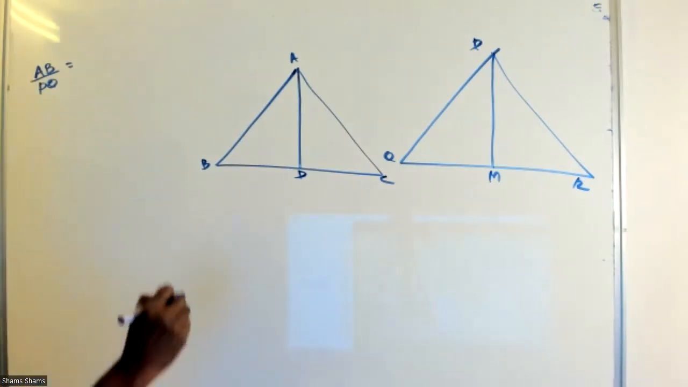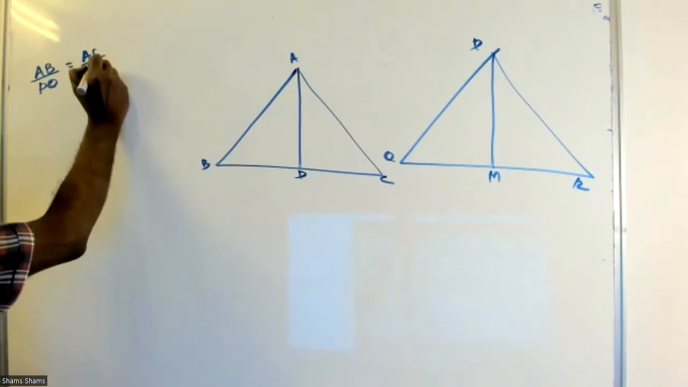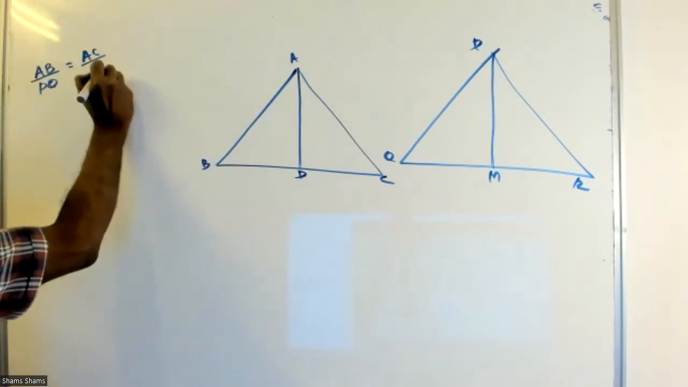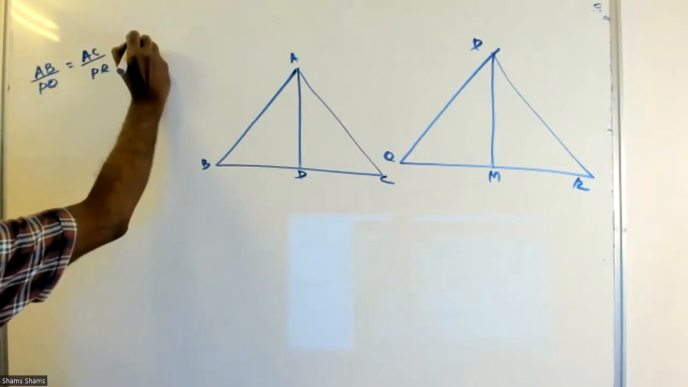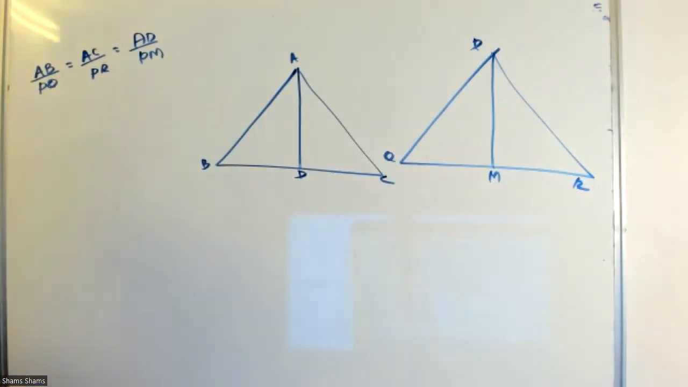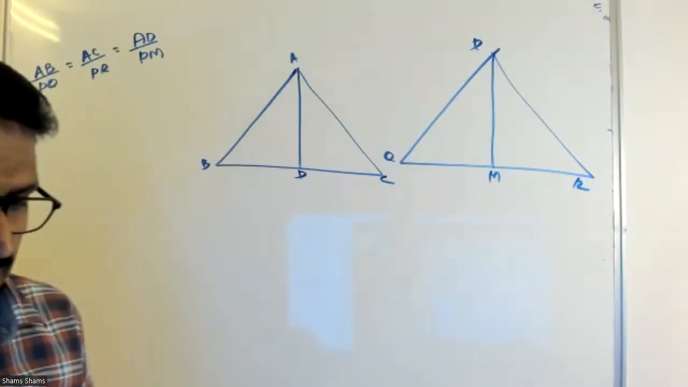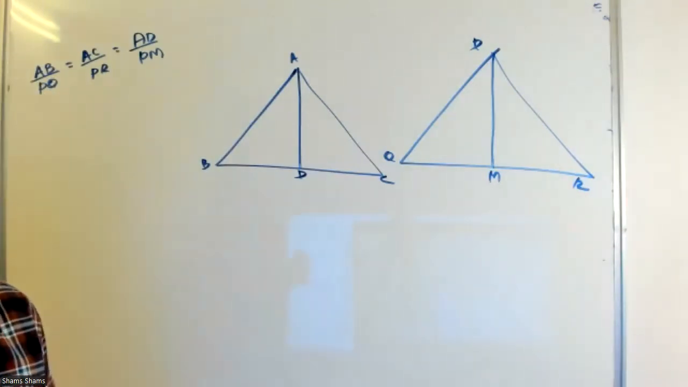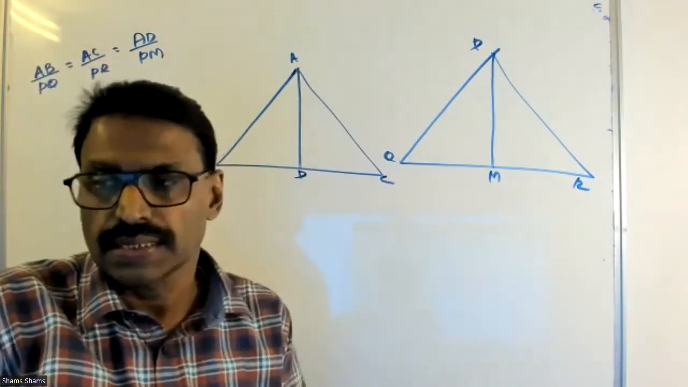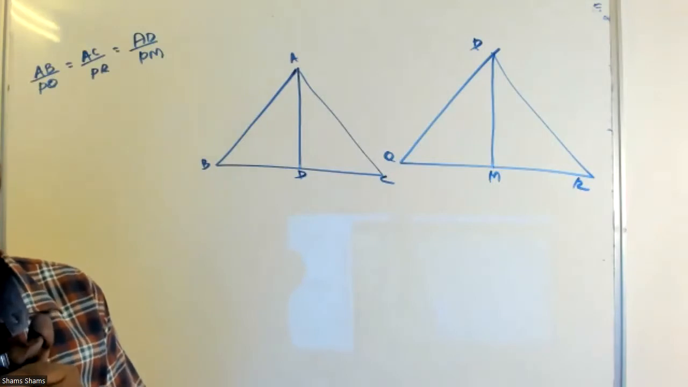Two sides and a median bisecting the third side of a triangle are respectively proportional to another triangle, then the triangles are similar. Come on, question number 12 or 14 is a very important question.